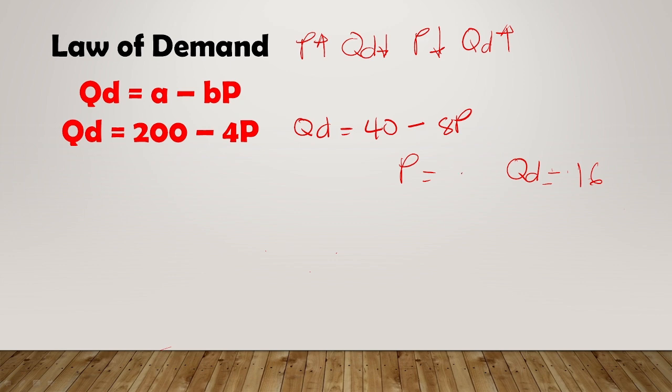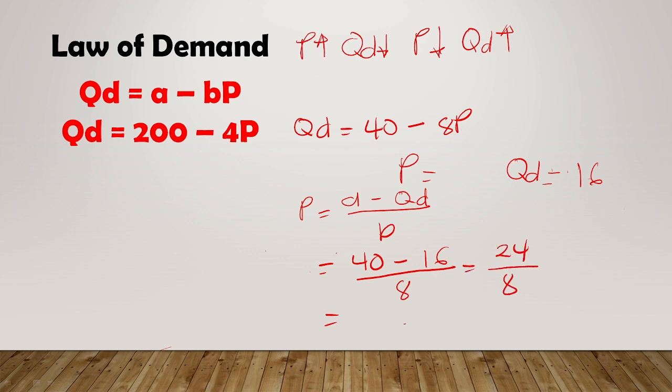Okay, are you done? Let's try to solve it again. Again, here is the price formula: P is equal to A minus QD over B. So let's substitute the values. A is 40, minus QD, which is 16, divided by 8. So 40 minus 16 is equal to 24.